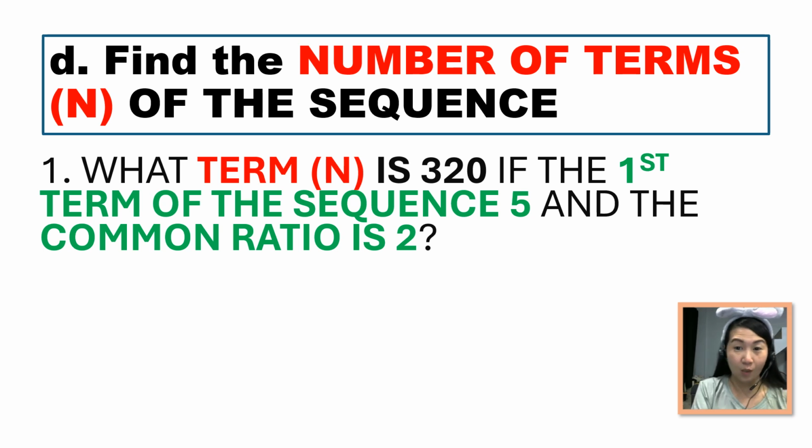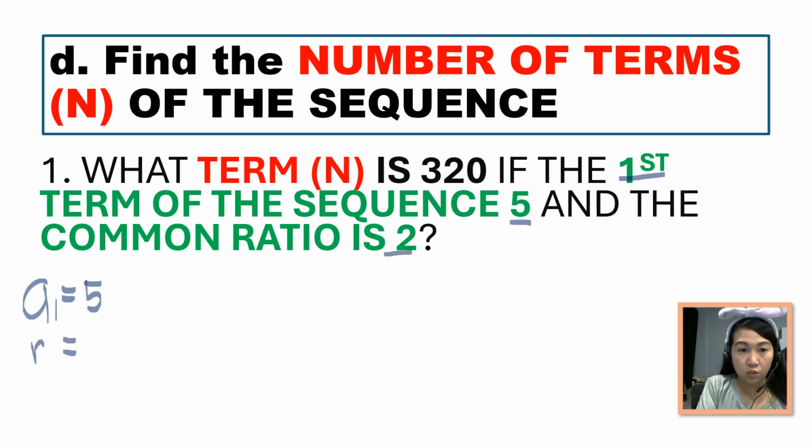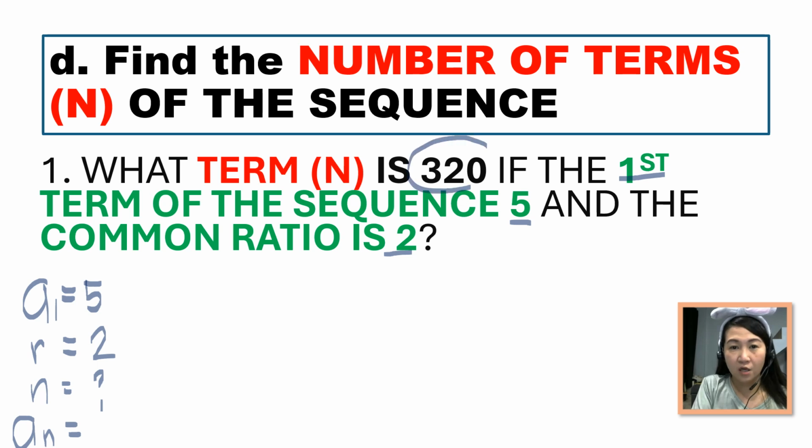So step number 1, what is that again? You need to write all your given. So again, meron kang 4 na given na kailangang isulat. Your a sub 1, that is given in the problem. So our first term, ilan daw? So that would be 5. Next, common ratio is given in this problem. So that would be 2. And n is your unknown, right? And then the value of the last term, or the a sub n, is 320.